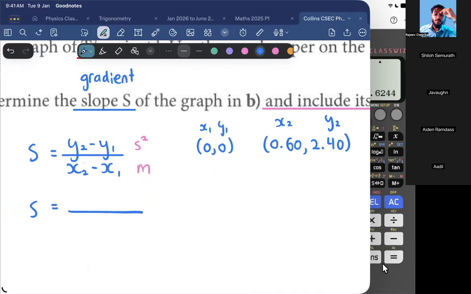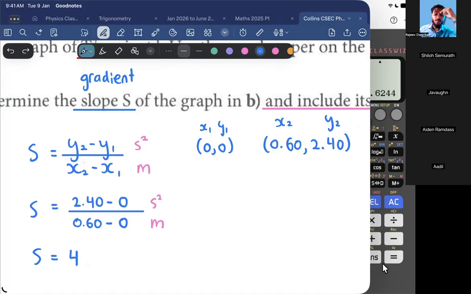So what's that going to be? 2.40 minus 0, and 0.60 minus 0. Alright, so plug into the calculator and let me know what you're getting. 4 meters per second. So you're getting 4 meters per second squared?